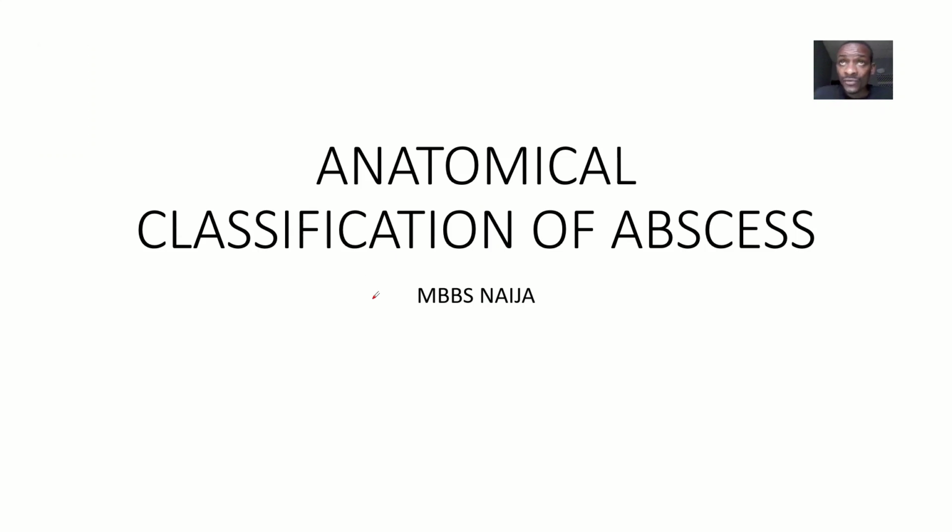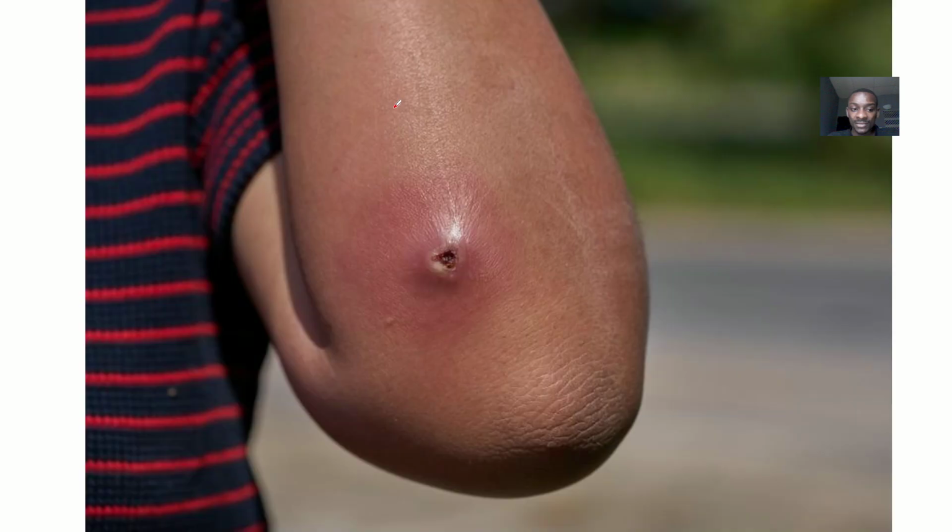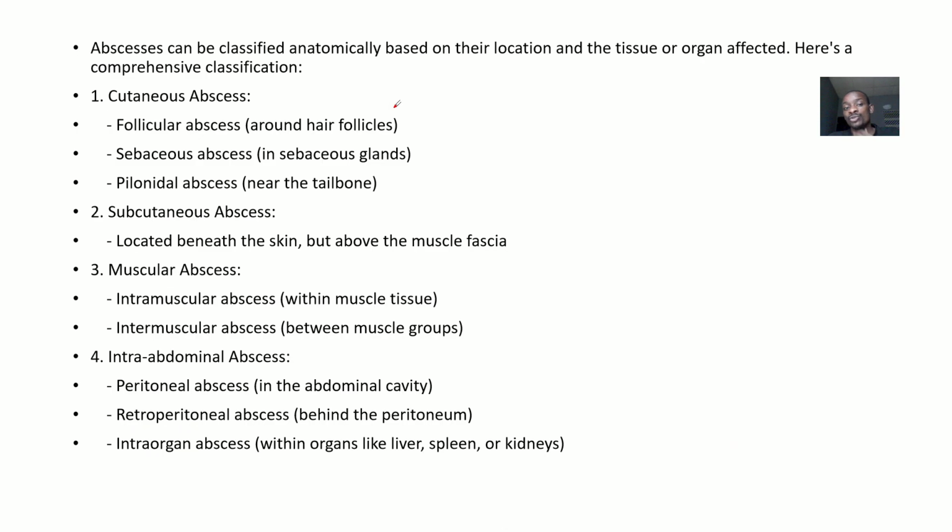So another classification of abscess is based on the anatomy. If anybody here knows the definition, anatomy is simply what you're trying to look at: the location and the structure of something. So for abscesses, classifying them anatomically can be another basis for classification, and these are the bases we're trying to look at. I think we have them on 4 slides right here.